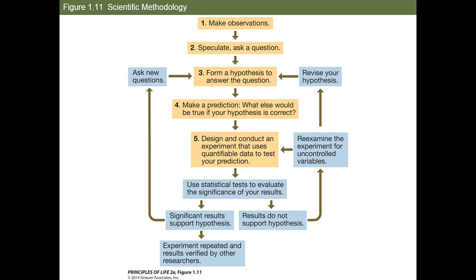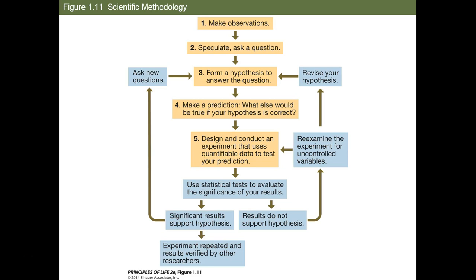This is a diagram of the scientific method. You start with an observation, ask a question, and make a hypothesis. From your hypothesis, you make a prediction and test your hypothesis. Your hypothesis is either supported or not supported. If it is not supported, maybe you need to change the way you're testing. Maybe you need to come up with a new prediction or a new hypothesis.